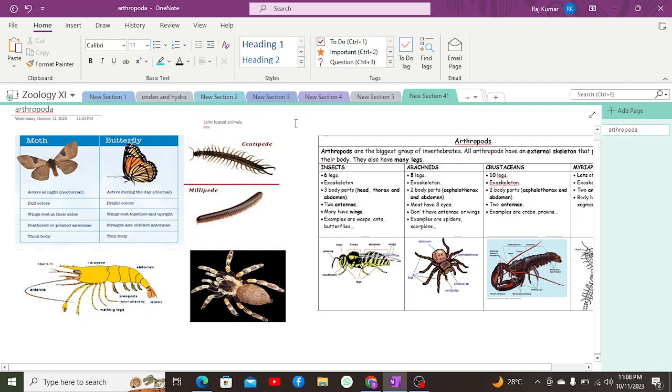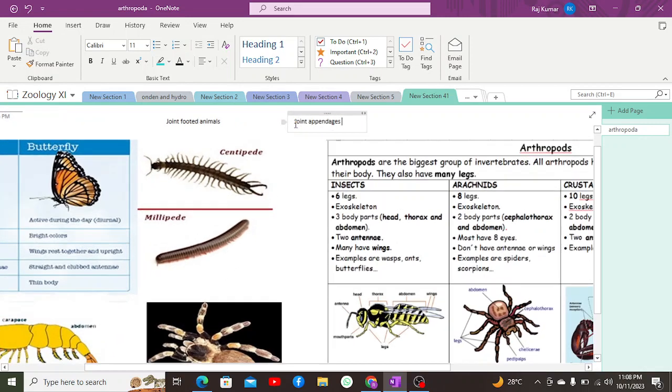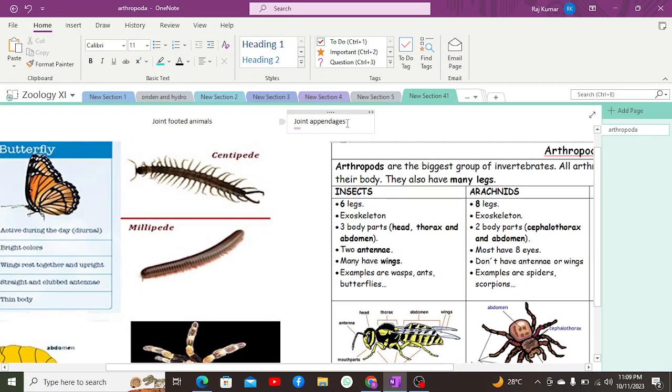Arthropoda, joint-footed animals, have the special characteristic of jointed appendages. General characteristics include that they are triploblastic, coelomate, protostomes, and bilaterally symmetrical.